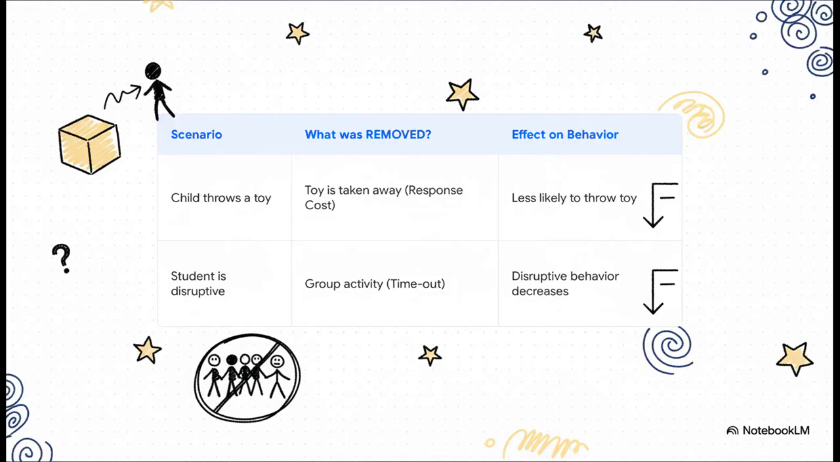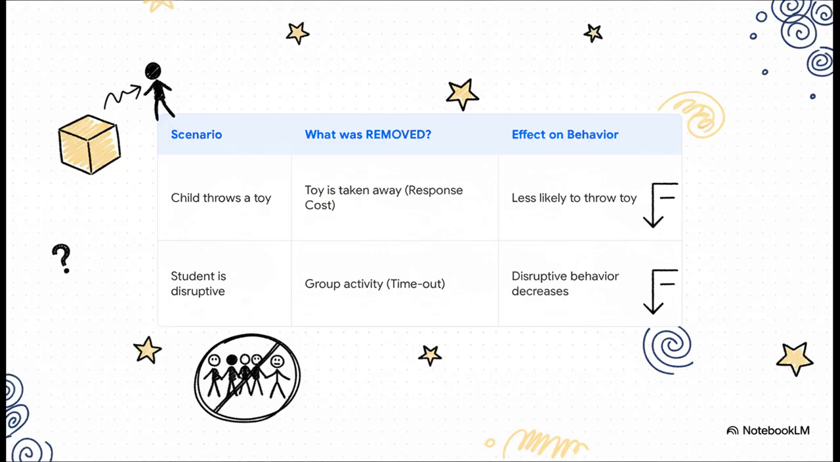Okay, let's see this one in action. A child is playing and suddenly throws their favorite toy across the room. The consequence? That toy, which is a really good thing, gets removed for 2 minutes. That specific procedure is called response cost. And if, in the future, the toy throwing happens less, we've just seen negative punishment.